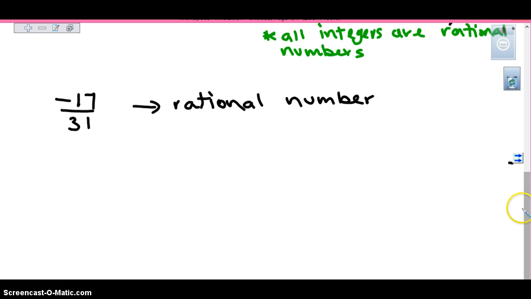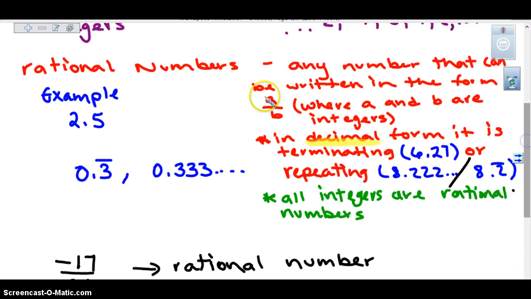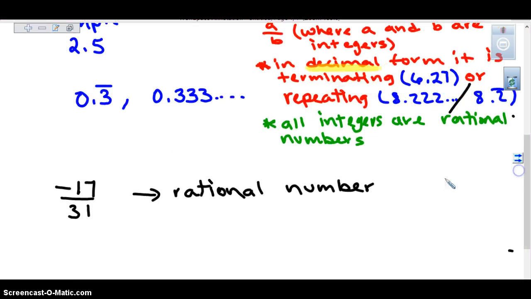Why is this a rational number? It's written in the form of a over b. If we change this fraction to a decimal, it either terminates or repeats. Can somebody change this to a decimal?